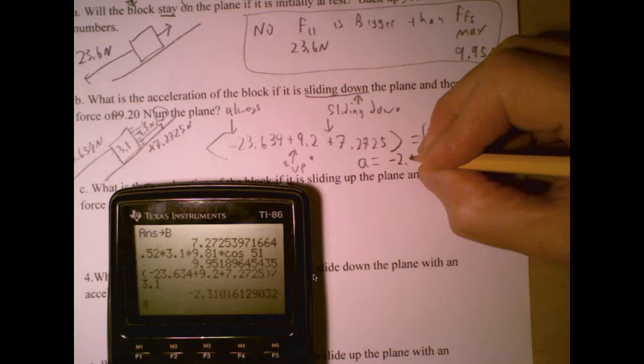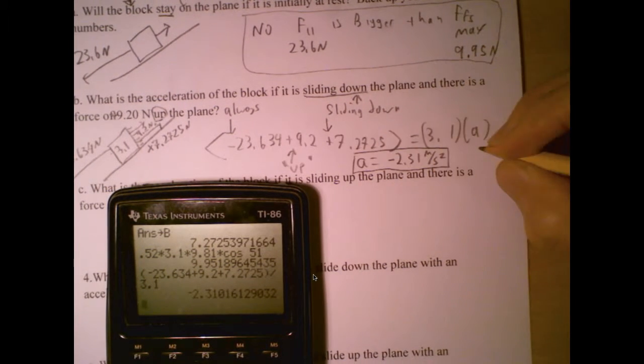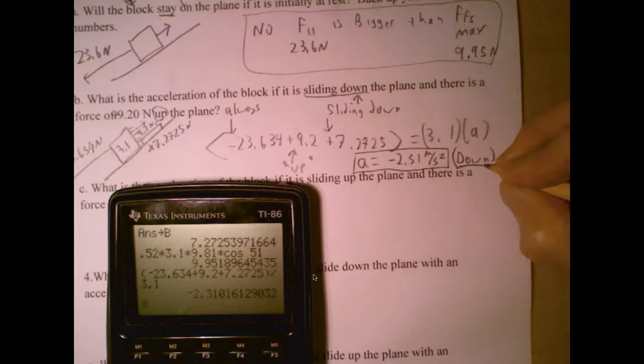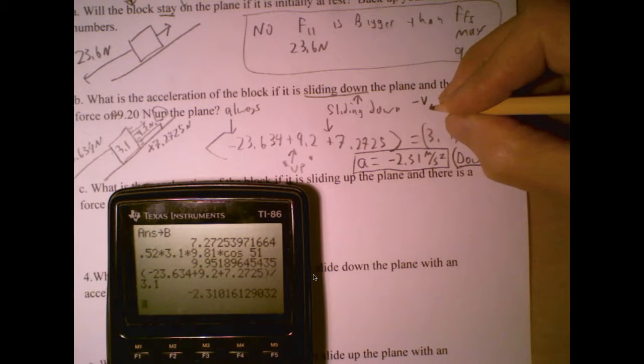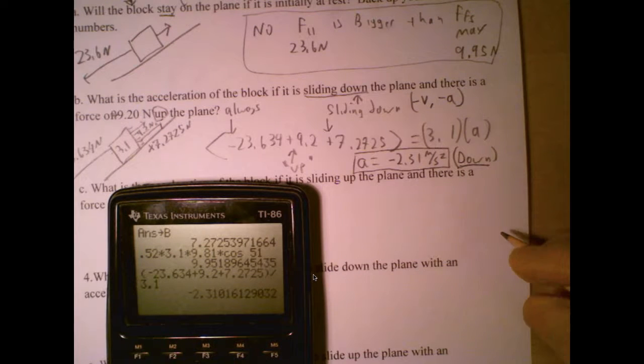So it's still going to accelerate down the plane. Since it's sliding down the plane, it's actually accelerating. And I want you to say up or down the plane. Down the plane. So it actually has a negative velocity and a negative acceleration. So it's actually going faster and faster. Yay? All right. Let's do the next one here.